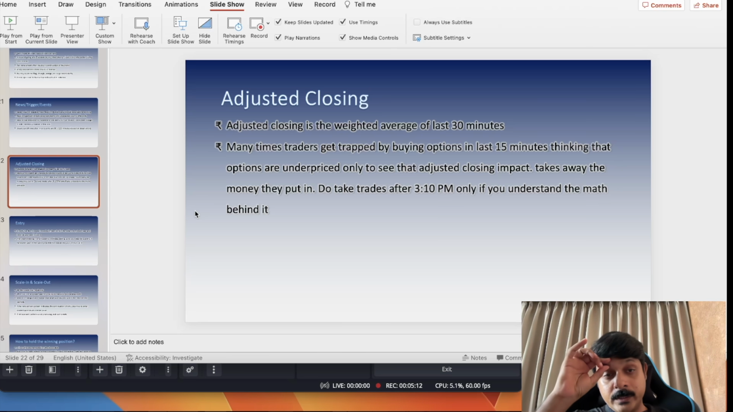Just one more thing I need to remind you about, the adjusted closing, before moving into my trading setup or trading entry and exit. You might see that after 3 p.m. or after 3:15 p.m., option prices tend to trade way off compared to the futures or spot price. Most of you must be knowing the reason. 90% of you may be knowing it, but the remaining 10% might get trapped. That is the reason I wanted to cover this slide, because the final adjusted closing will be the average, or weighted average, of the last 30 minutes of price movement.